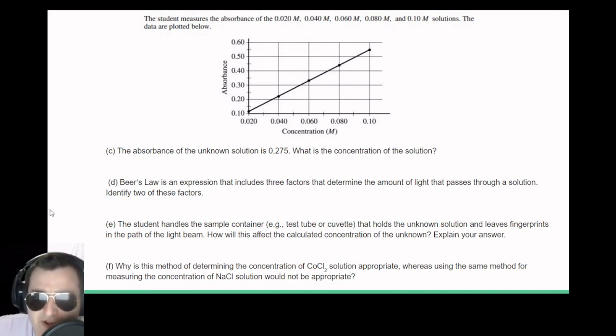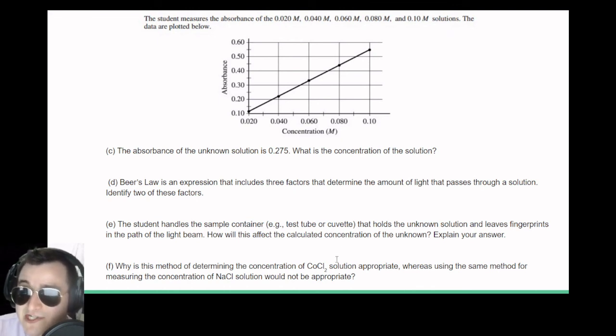Whereas using the same method for measuring the concentration of NaCl solution would not be appropriate. And the answer, I think, would have to be demonstrated by you doing labs with this in your class. Why did you use colored solutions? And don't you know what salt does in water? It just dissolves it. It doesn't turn it purple. It's colorless. Therefore, increasing the concentration of salt is not going to really disrupt the pathway of light, and therefore, it wouldn't meet the criteria. You probably wouldn't be able to make a linear plot to follow Beer's Law with it.